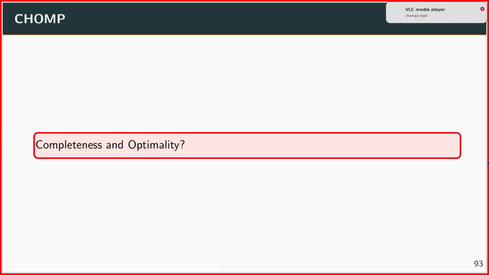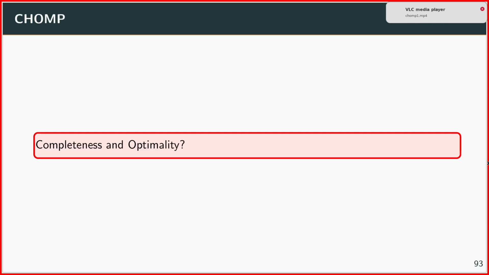Okay, and one question for you. What do you think about completeness and optimality of this approach? Do you think this is complete? Anyone an idea?